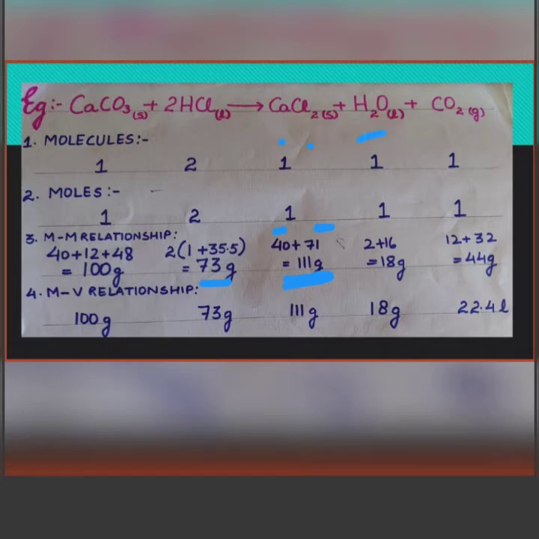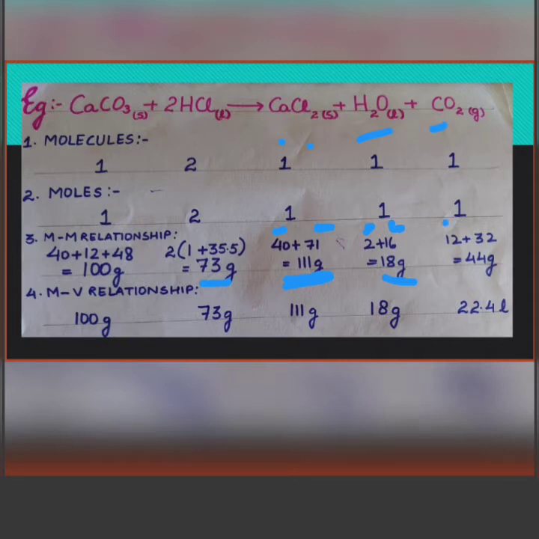Let us come to water. Two atoms of hydrogen are present. The atomic mass of one atom of hydrogen is 1, and there are two atoms, so we write 2 over here, plus oxygen. The atomic mass of one atom of oxygen is 16. So 2 plus 16 is 18 grams, which is the mass of water. Then carbon dioxide.